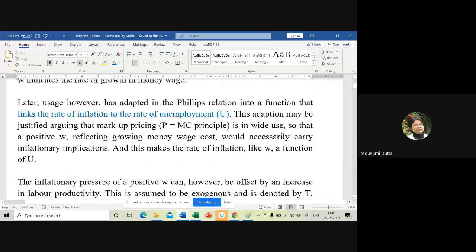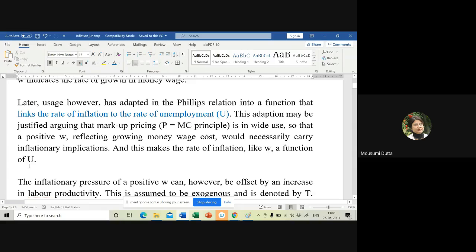Later usage, however, has adapted the Phillips relation into a function that links the rate of inflation to the rate of unemployment. This adaptation may be justified by arguing that the markup pricing principle, P is equal to MC, is in wide use, so that a positive W, meaning positive growth of wage rate, reflecting growing money wage cost, would necessarily carry inflationary implications. And this makes the rate of inflation, like W, a function of unemployment.